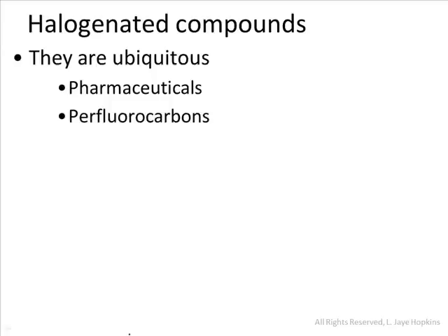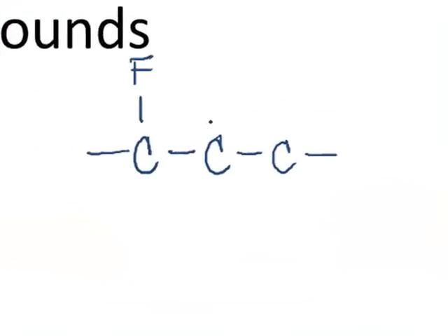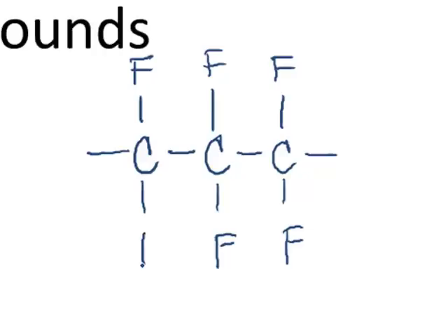Perfluorocarbons are just organic structures in which all of the hydrogens have been replaced with fluorine atoms. So whether it's a relatively simple structure or a longer, more complex structure like a polymer, if we take everywhere where a hydrogen might have been present and replace it with a fluorine, we've created what is generally referred to as a perfluorocarbon.